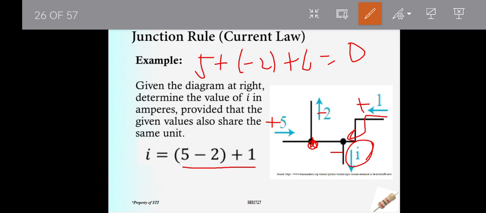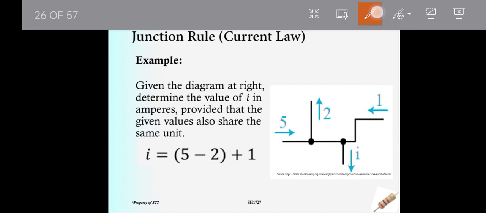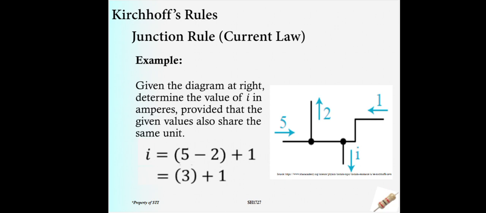Okay? And since understandable naman na maging negative ito siya kasi meron na tayong arrow na palabas. Okay? So, therefore, 5 minus 2, that is 3, and 3 plus 1, that is equal to 4. So, therefore, the value ng ating I dyan in amperes is 4 amperes. And then, it is going outside. So, therefore, meron siyang sign na negative.